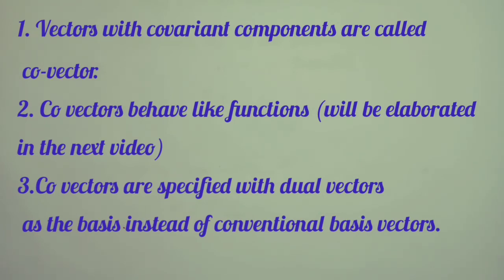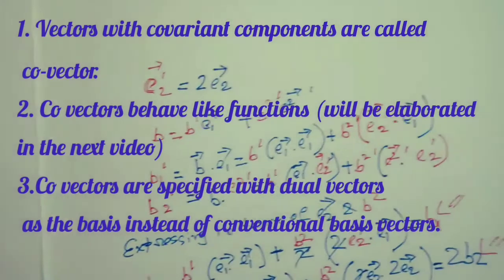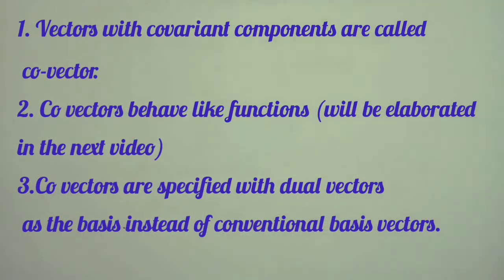Although I have used all those arrows over here just to make things very clear, you may remember one thing, that covectors are generally not denoted like this. They are basically dual vectors. I will make another video. So 3 points: vectors with covariant components are covectors. Covectors are used more as functions. Covectors are specified with dual vectors.